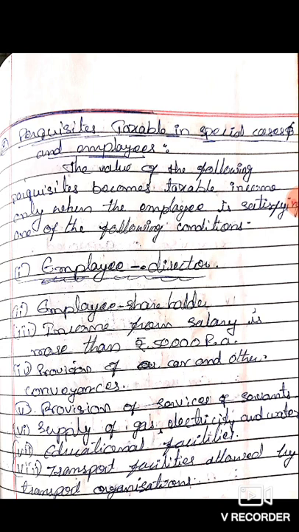And provision of service of servants. So the service of servants, for official purpose it is exempted, for personal purpose it is taxable. And supply of gas and electricity and water, this is a taxable perquisite. And educational facilities, these are exempted perquisites, because all employees will get these educational facilities from the employer. And transport facilities allowed by transport organization. If it is for official purpose it is exempted, for unofficial purpose it is taxable.